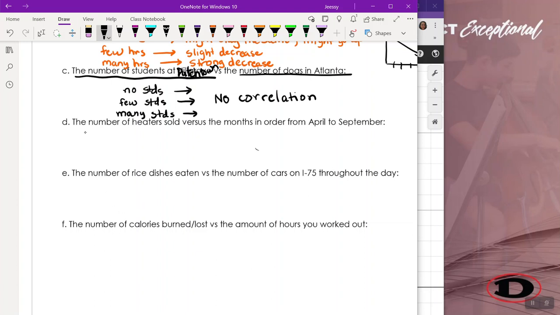What do we predict between the number of heaters that were sold versus the months in order from April to September? Would there be a correlation between how many heaters are sold and during the months of April, May, June, July, August, September? So what do you think? Is there a relationship between how many heaters you're going to sell at your store in those months? You think that there's no relationship?